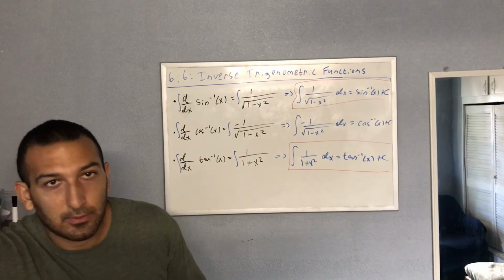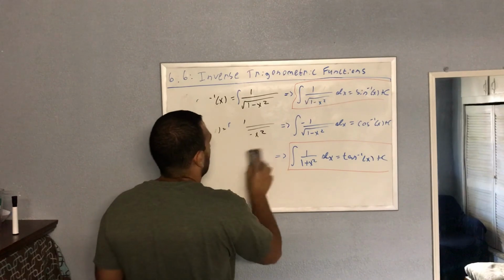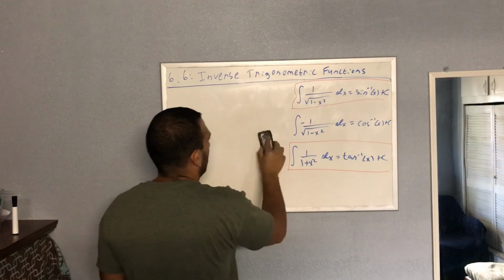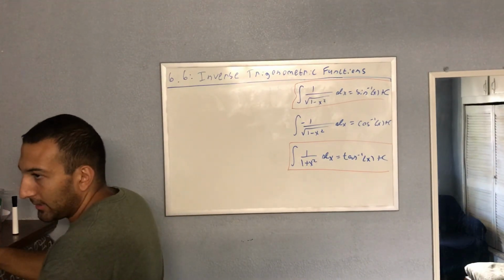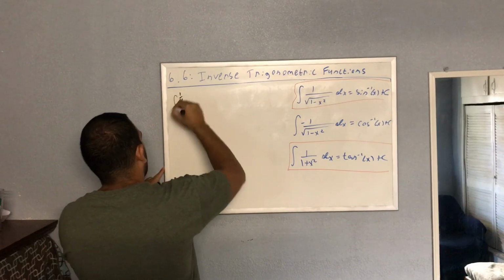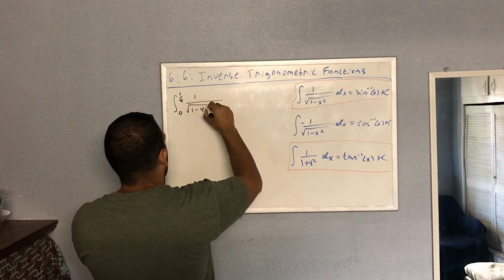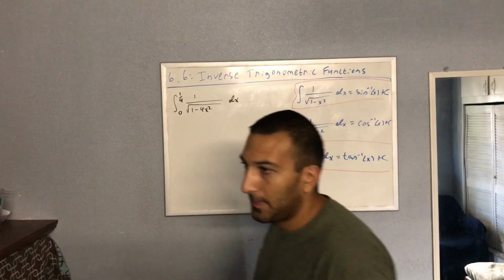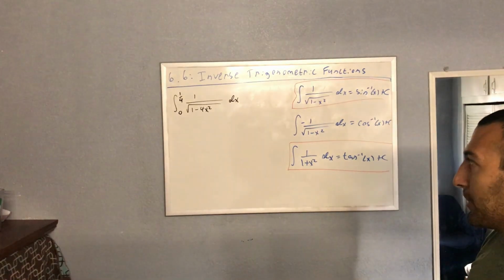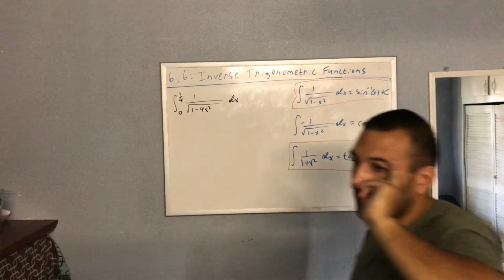And then let's do an example so you can see what I mean. So let's say you want to find the integral from 0 to 1/4 of 1 over the square root of 1 minus 4x squared. Say you want to find that. Okay. So you might be like, dang, I have no idea how to do this. This looks pretty weird. Like, where are you going with this?